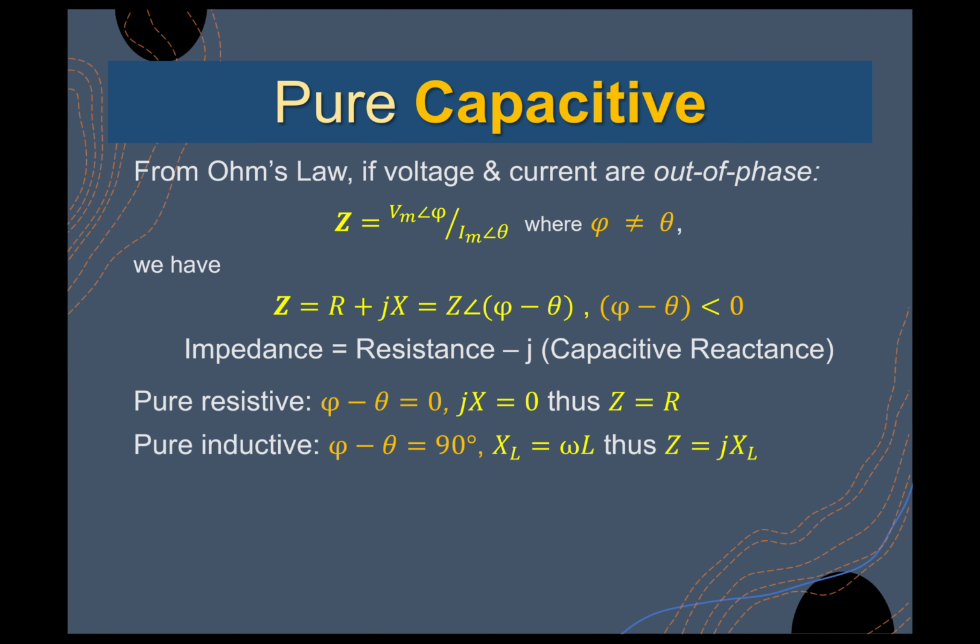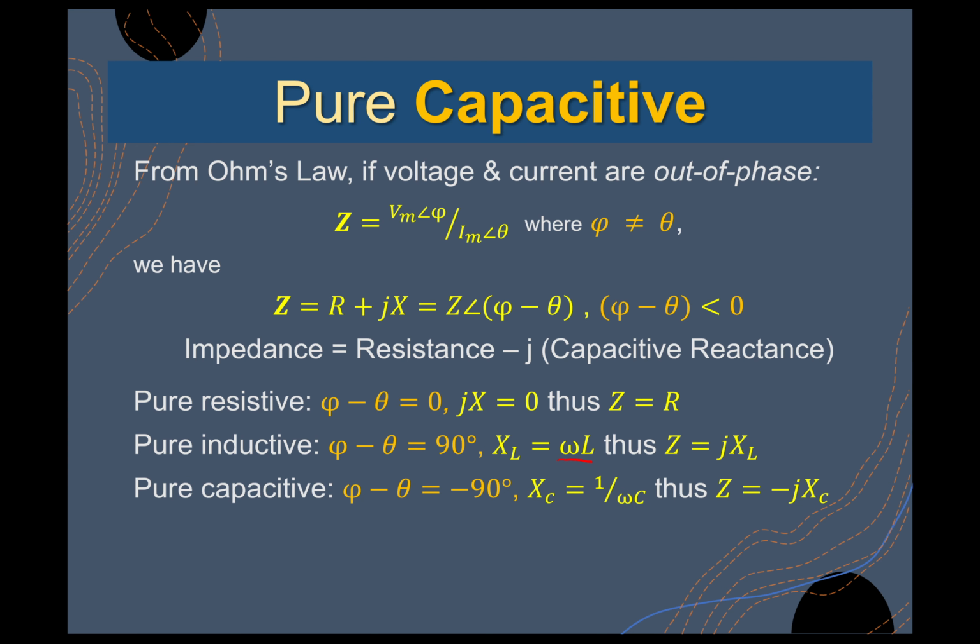But for a purely inductive circuit, they are out of phase by 90 degrees, or the difference between the angle of your voltage and current is 90 degrees. Therefore we have the inductive reactance XL equal to omega L, or the angular frequency times the inductance. The impedance is equal to jXL. So that's for the purely inductive circuit.